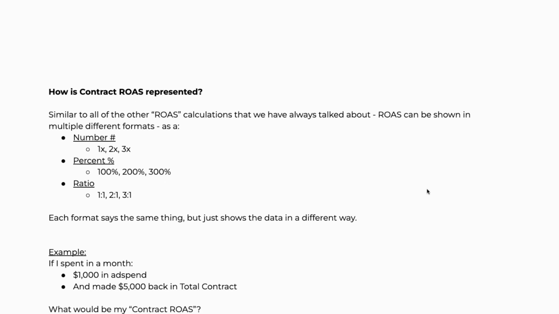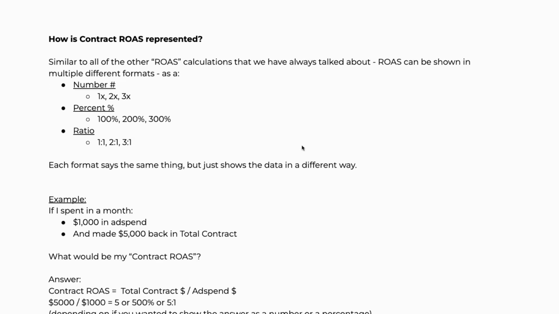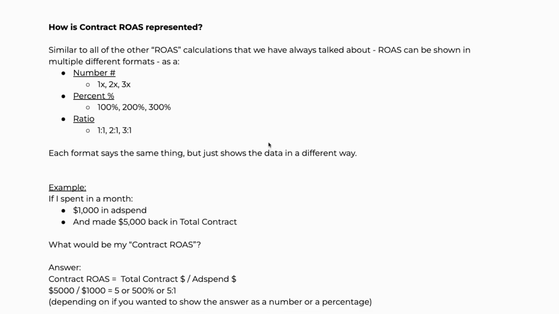As you remember, all ROAS can be shown in 3 different formats. It can be represented as a number, like 1x ROAS, 2x ROAS, 3x ROAS, whatever. It could be represented as a percent, 100%, 200%, 300%, or as a ratio, 1-to-1, 2-to-1, 3-to-1, right? These 3 are all the same. If I say 2x, 200%, or 2-to-1, all the same. 3x, 300%, 3-to-1, all the same. Each format says the same thing. It's just showing the same data in a different way.